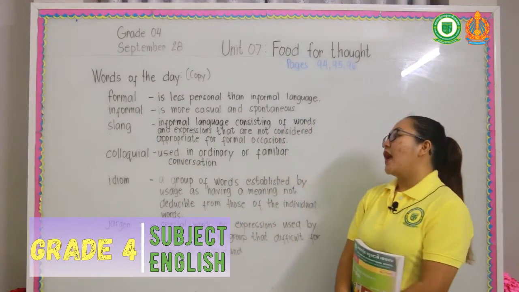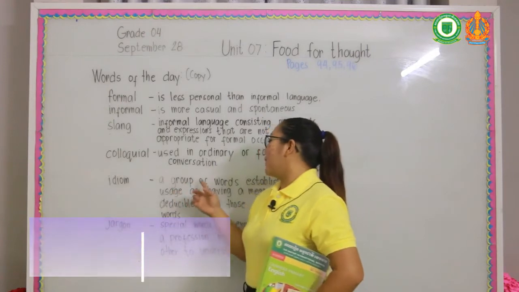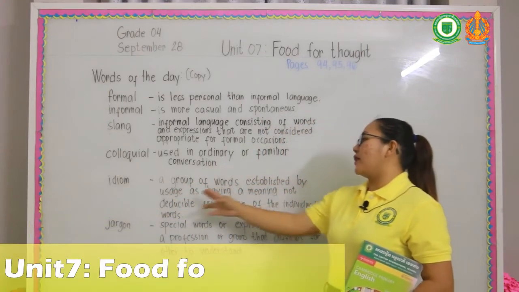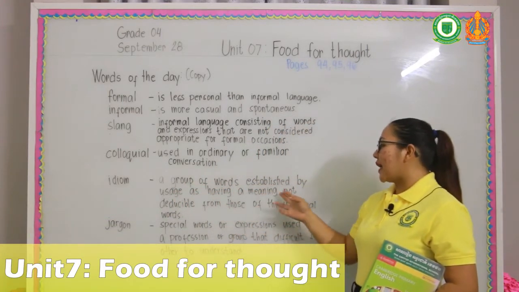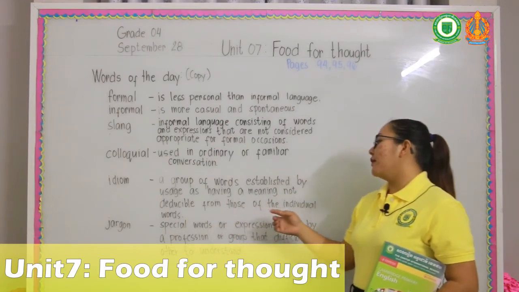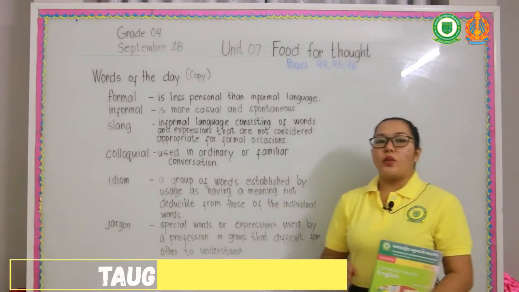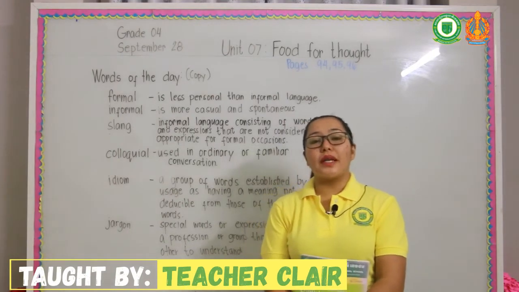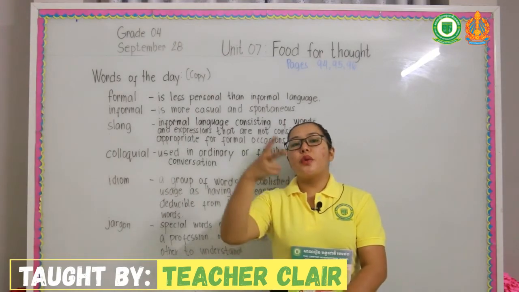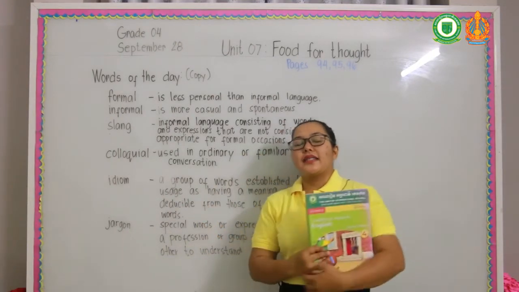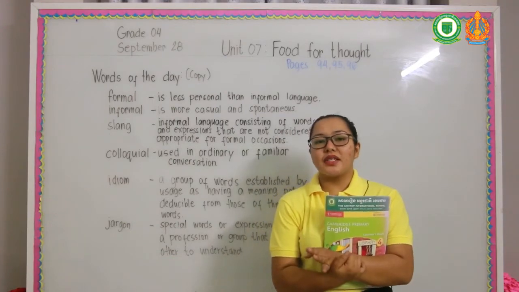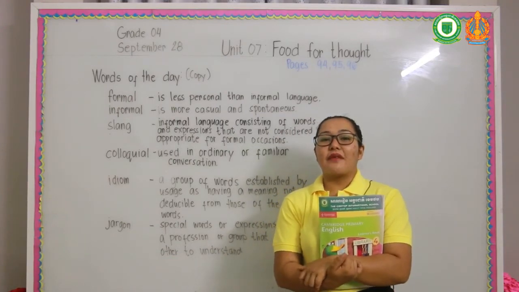All right, idiom. An idiom is a group of words established by usage as having a meaning not deducible from those of the individual words. So these are normally a group of words, two or more. Now don't take it seriously, because idioms have a different meaning.